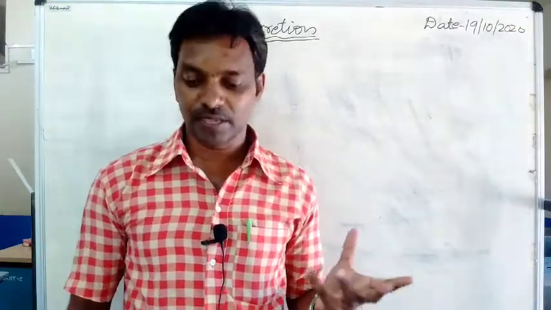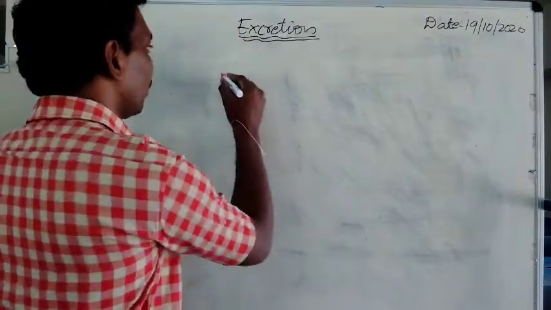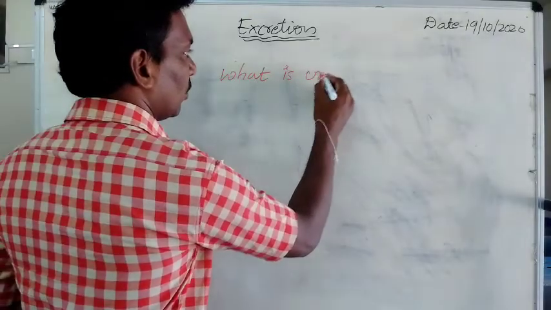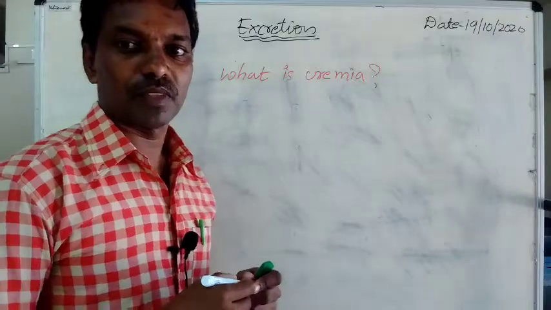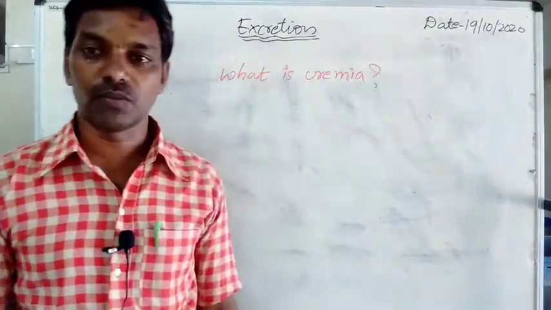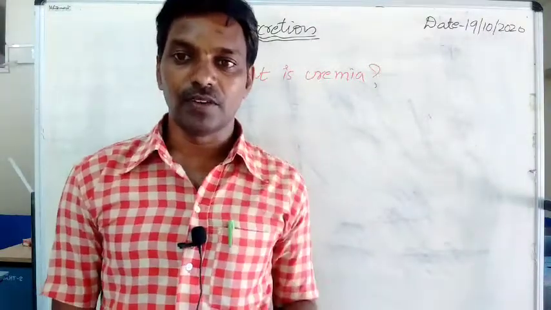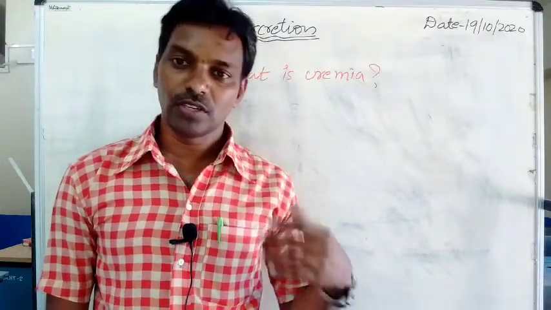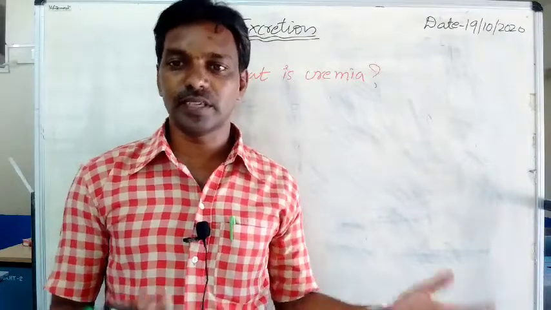What is uremia? This is a 1 mark or 2 mark question. There is no such question in our textbook actually, but we can make our own question. What is uremia? Whenever both our kidneys fail, such a condition is called uremia. So if both kidneys have failed, what do we have to do? We go for dialysis.